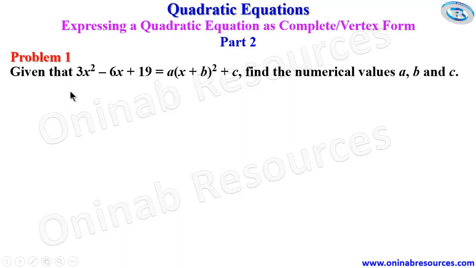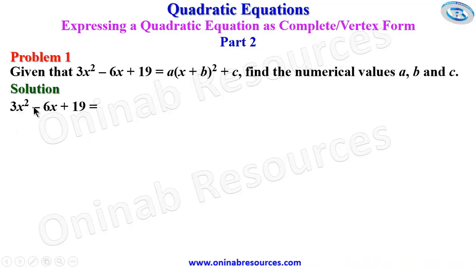So we start with the problem. Problem 1. Given that 2x squared minus 6x plus 19 is equal to a into x plus b all squared plus c, find the numerical values a, b, and c. So we start the solution of the problem.